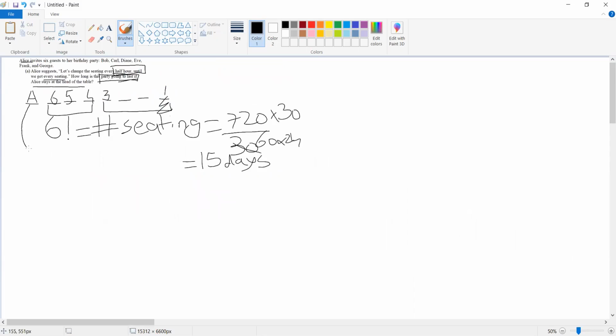Because technically we have Alice over here, but now we're saying that we won't necessarily have Alice there. We have a total number of 7 people now. So the first seat, we can give it to 7 people. The second seat, we can give it to 6 people. The third seat, we can give it to 5 people, all the way up to the last seat. So that's 7 factorial, if we say that Alice can also sit anywhere, which is equal to 5040.